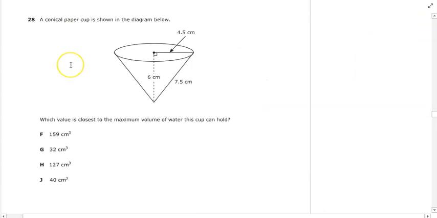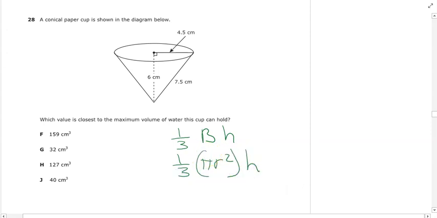All right, 28 says a conical paper cup is shown in the diagram below and got some dimensions here. Which value is closest to the maximum volume of water this cup could hold? So we need volume of a cone, and I know volume is 1/3 area of the base times height for a cone. That's on your formula chart. The area of the base in this is a circle, so 1/3 pi r squared is the area of a circle times the height of the cone.